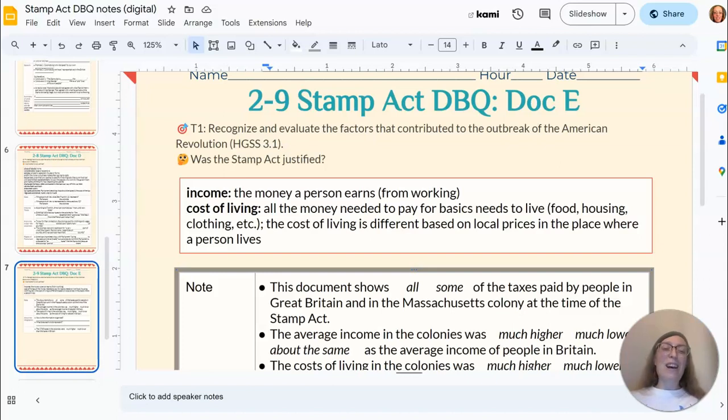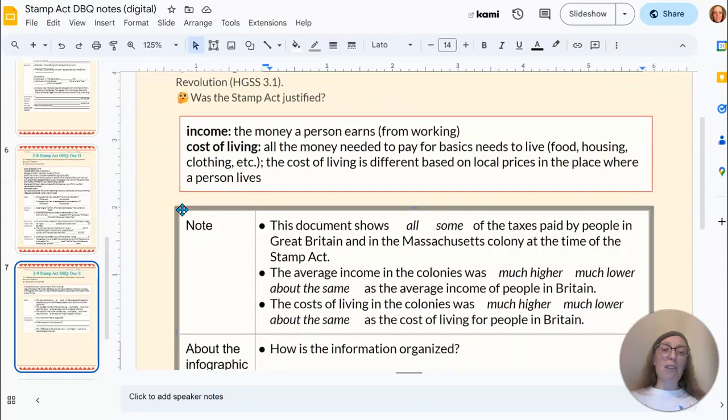All right, so two words that we need to know before we look at the document. Income is the money a person earns from working. So when I get paid my paycheck, that is my income. And then the cost of living is all the money needed to pay for the basics needed to live. So this is your food, housing, shelter, and clothing. That's about it. Not the extras, just the basics.